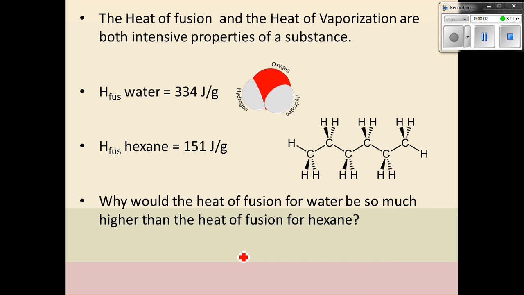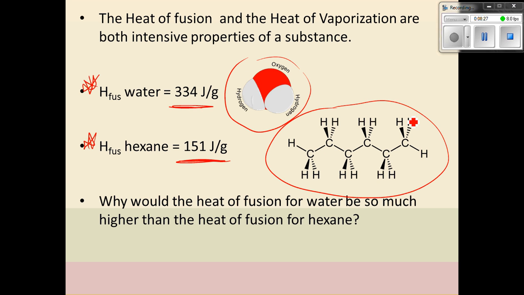One last slide. Heat of fusion and heat of vaporization are both intensive properties of a substance. The heat of fusion, for example, for water is 334 joules per gram. Heat of fusion for hexane is 151 joules per gram. So here's my water molecule, and here's my hexane molecule. So why would the heat of fusion of water be so much higher than the heat of fusion for hexane? Why might that be? Think about that.